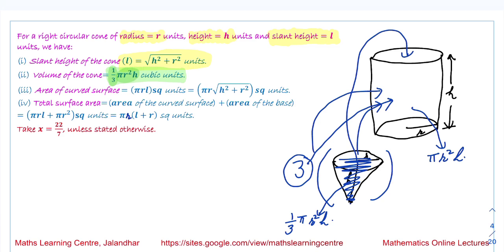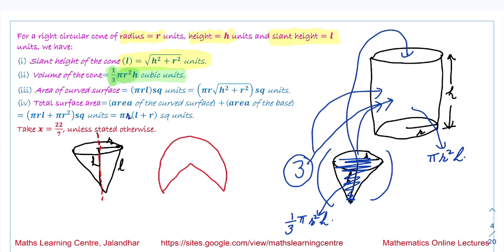Suppose we have a cone over here, and this radius is r, this height is h, and this is the slant height l. If we cut this cone like this, I'm marking it with this red line, we will get some area like this.